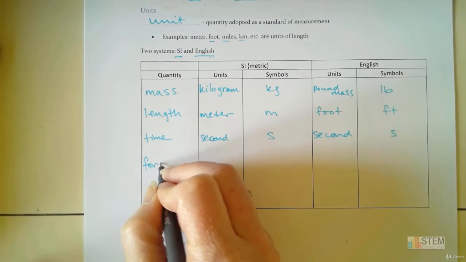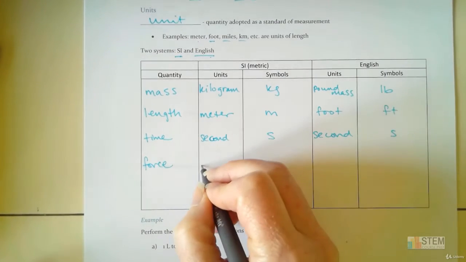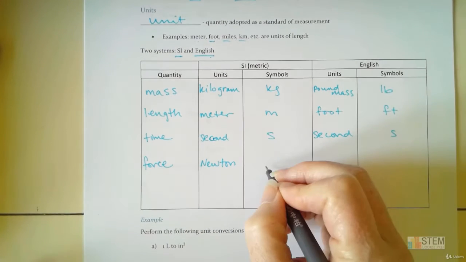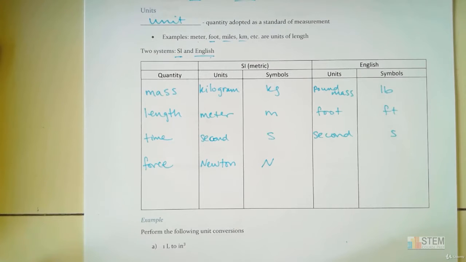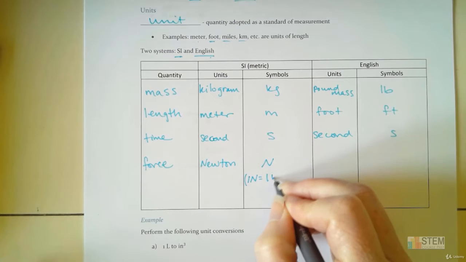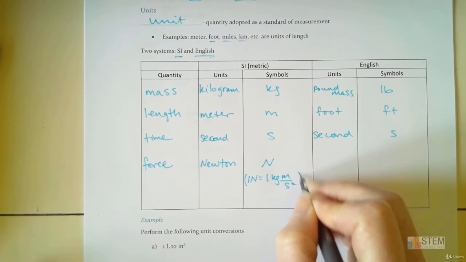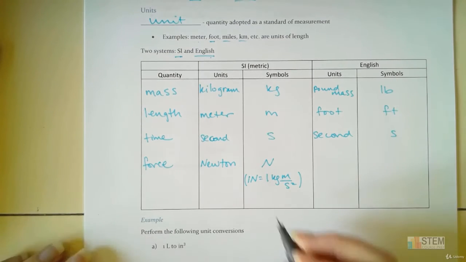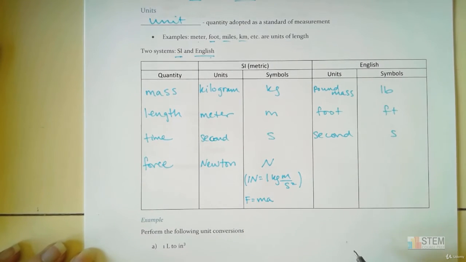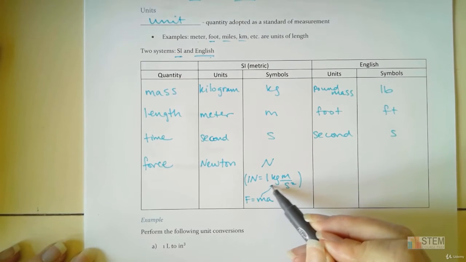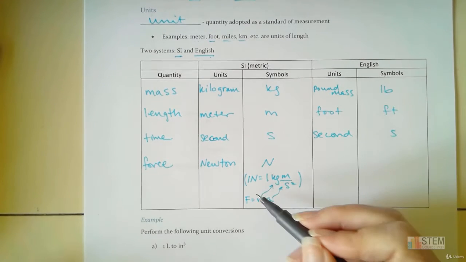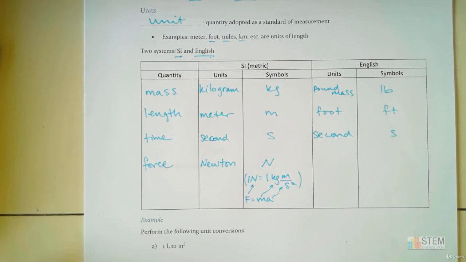And then finally, let's look at force. So for a force, we have a newton in the metric system. Symbol there is N, capital N. Now a newton is a derived unit. So remember, 1 newton is 1 kilogram meter per second squared. And if you ever have a hard time remembering that, remember force equals mass times acceleration. Okay, so mass is kilogram, acceleration meter per second squared. Okay, and then force is newton.